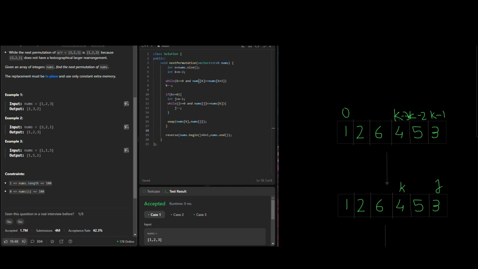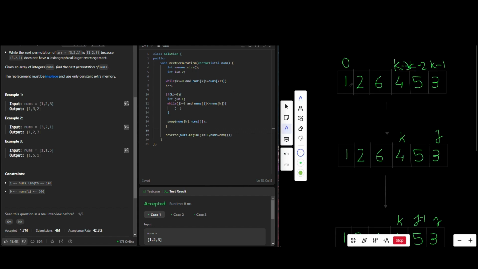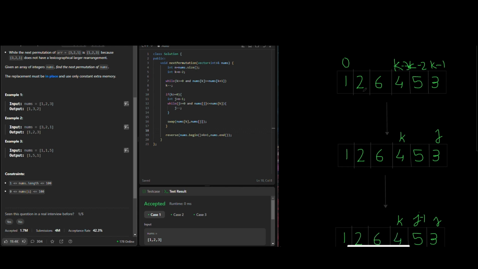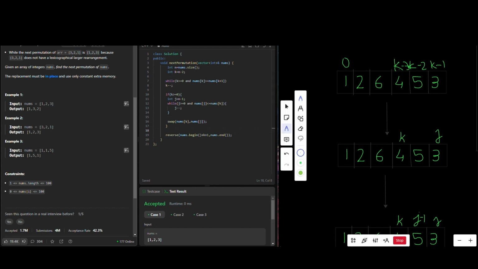Let's say I've taken an array here: 1, 2, 6, 4, 5, 3. You can see this is a random given permutation, right? This is not the smallest or the largest. We need to provide the next possible permutation lexicographically, which for this should be 1, 2, 6, then 5, then 3, and then 4, right? So this is the next possible permutation for this: 1, 2, 6, 5, 3, 4.